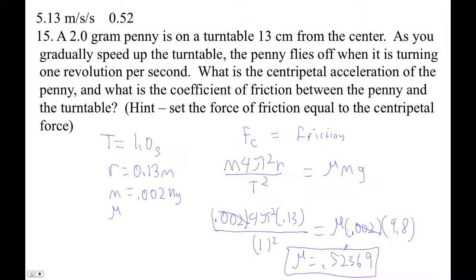What is the centripetal acceleration? Oh, we didn't solve for that. We solved for what mu is, right? We didn't solve for what the centripetal acceleration is, so let's do that. That's going to be 4 pi squared r over T squared. So that's going to be 4 pi squared times 0.13 over 1 squared. Let's do that: 4 times pi squared times 0.13 divided by 1 squared. Don't forget to divide by 1 squared. For that, I get 5.132194, etc., meters per second squared.